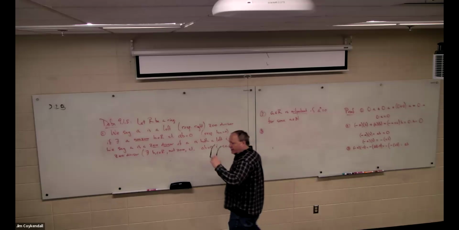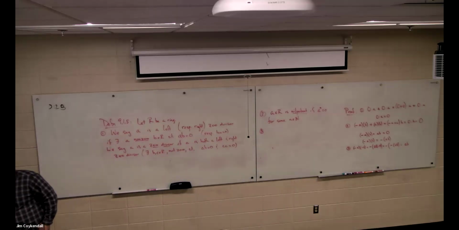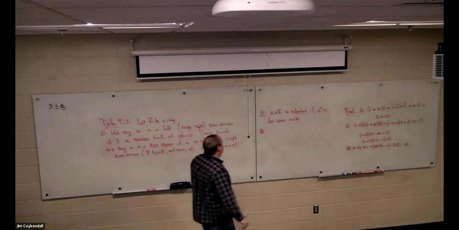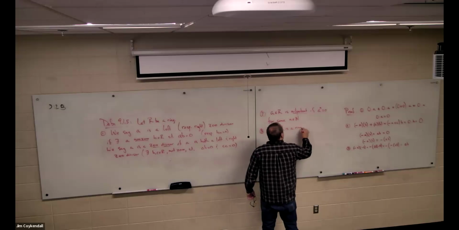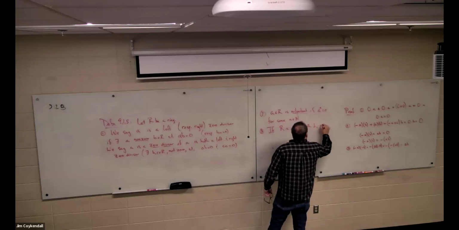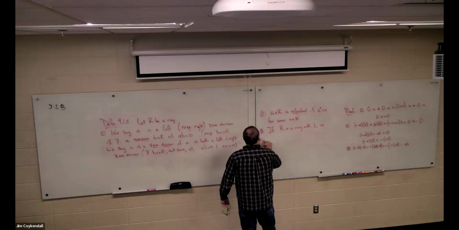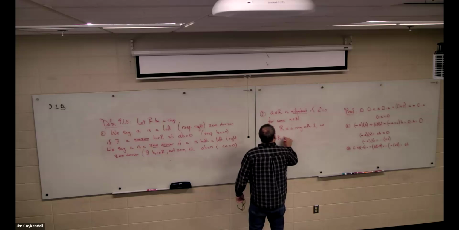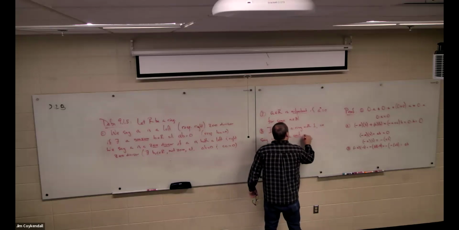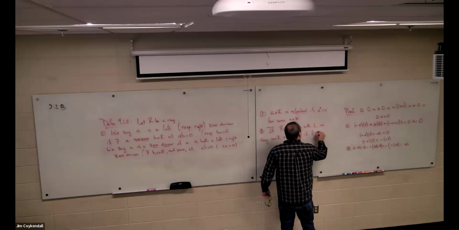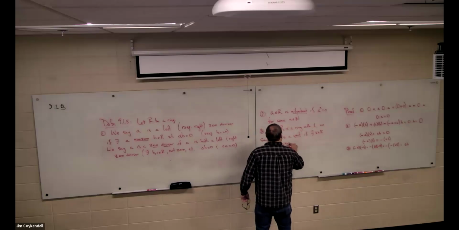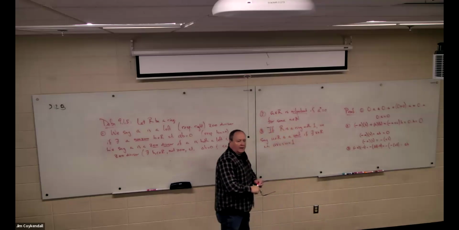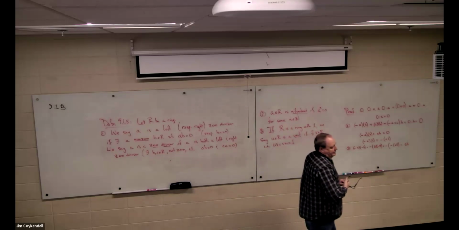And three, here's kind of the other end of the spectrum on this. We need a one in R. If R is a ring with one, we say U in R is a unit if there exists a V in R such that UV equals VU equals one. So a unit in a ring is one that is multiplicatively invertible.